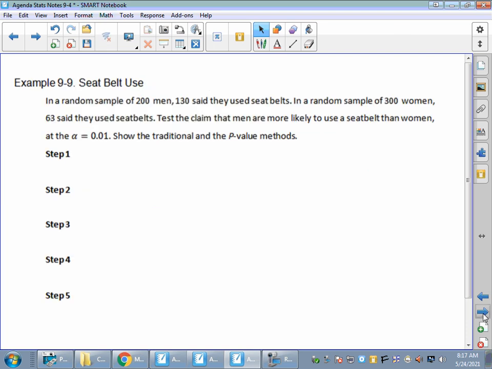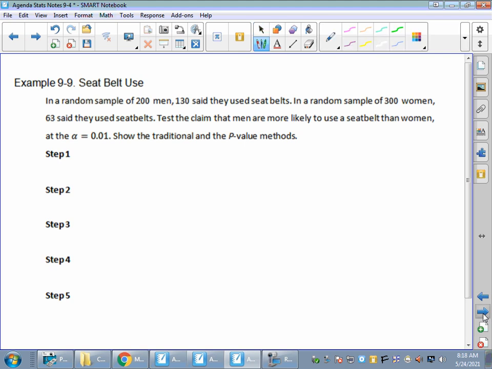All right, so we've got a seatbelt use example. In a random sample of 200 men, 130 said they use seatbelts. In a random sample of 300 women, 63 said they use seatbelts. Test the claim that men are more likely to use a seatbelt than women at the alpha equals 0.01 level. Show the traditional and the p-value methods. Let's worry about that after.